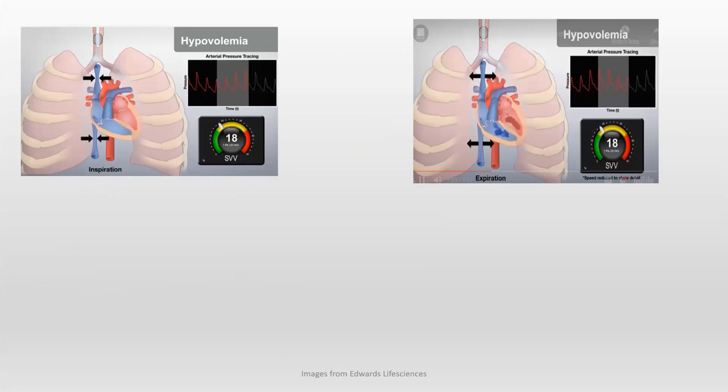When used with controlled mechanical ventilation, stroke volume variation is a reliable indicator of preload responsiveness. When the lungs inflate from a positive pressure breath and the patients are hypovolemic, you basically cause compression of the IVC and SVC, decreasing the preload and decreasing the cardiac output. The same happens in expiration in hypovolemic patients.